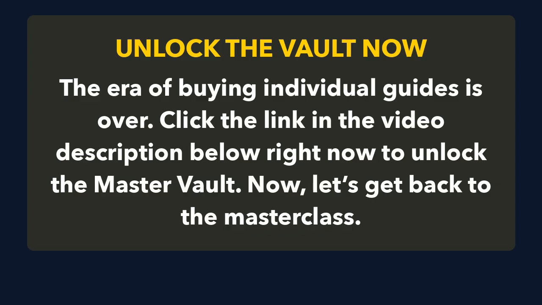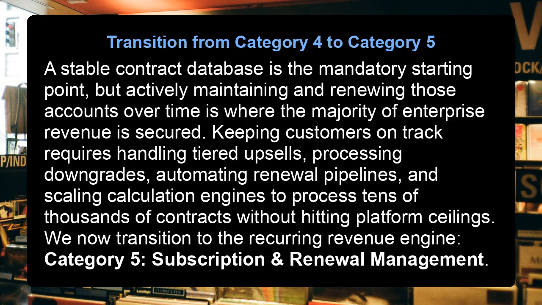Now, let's get back to the Masterclass. Transition from Category 4 to Category 5. A stable contract database is the mandatory starting point, but actively maintaining and renewing those accounts over time is where the majority of enterprise revenue is secured. Keeping customers on track requires handling tiered upsells, processing downgrades, automating renewal pipelines, and scaling calculation engines to process tens of thousands of contracts without hitting platform ceilings.